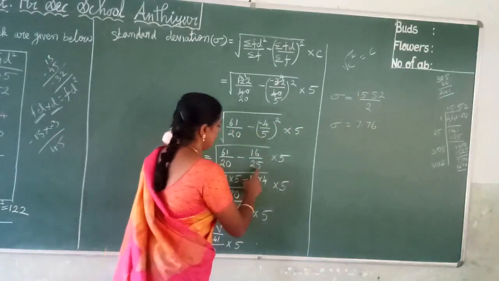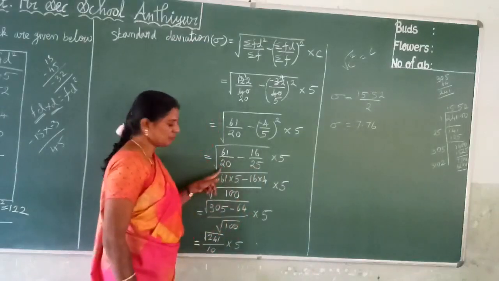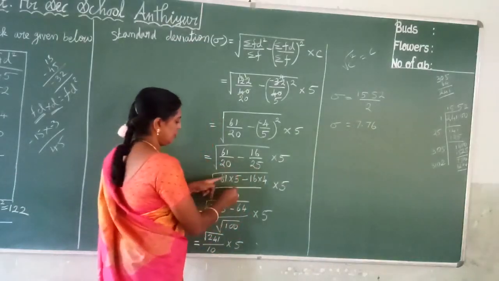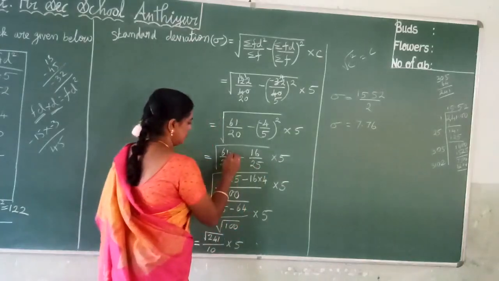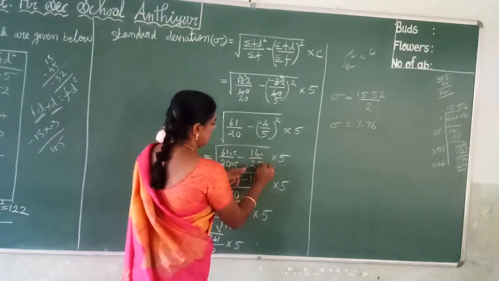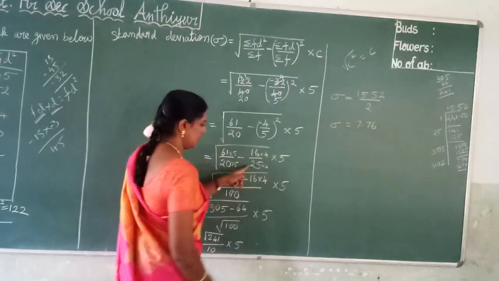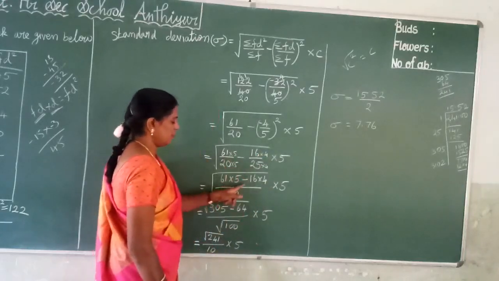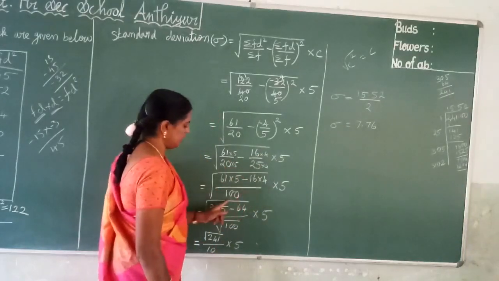Here these two, 20 and 25. What is the LCM? 100. Which number we want to multiply to get 100? 5. 20 into 5, 100. Here 25 into 4, 100. So 61 into 5 minus 16 into 4, by 100.